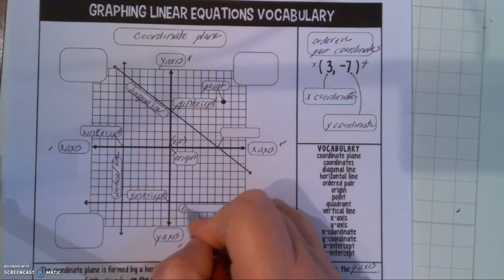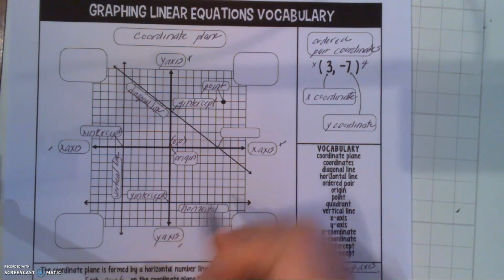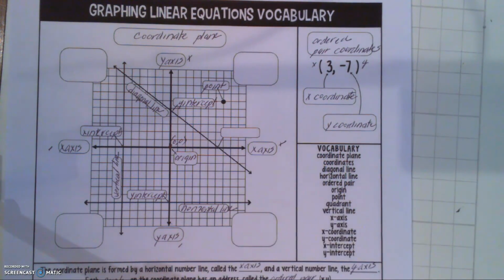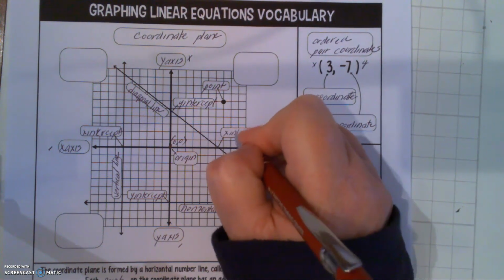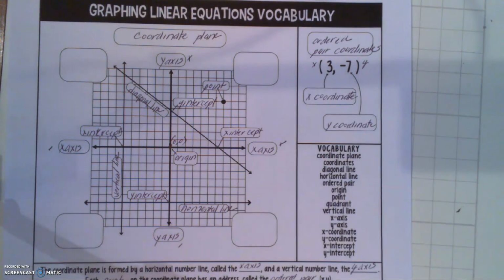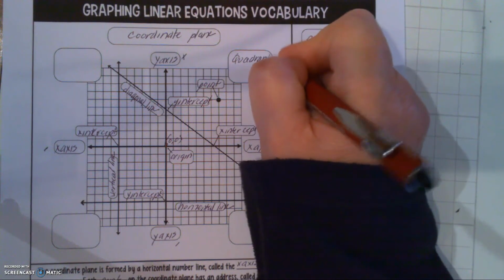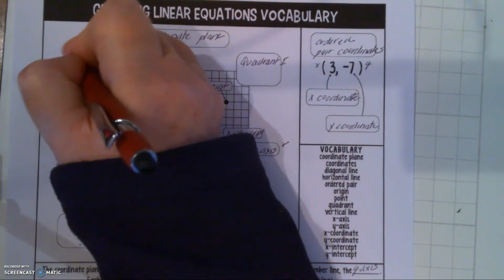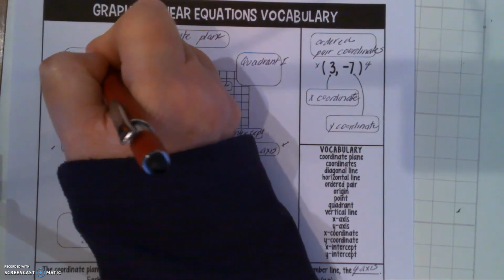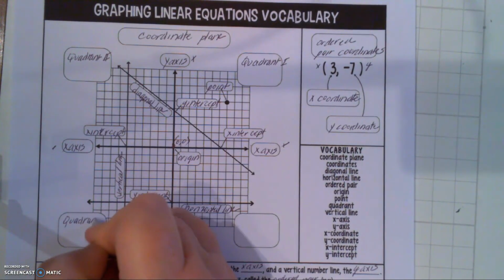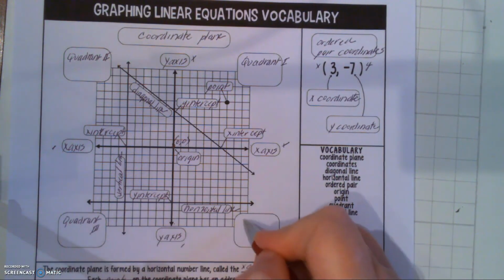This is a horizontal line. Just remember this mental image when we talk about it. Okay, horizontal line. And again, the x-intercept. All right, now we're going to review the quadrants. Quadrant 1, quadrant 2, and remember they go to the left. Quadrant 3 and quadrant 4.